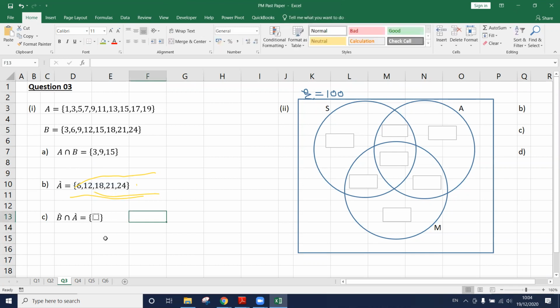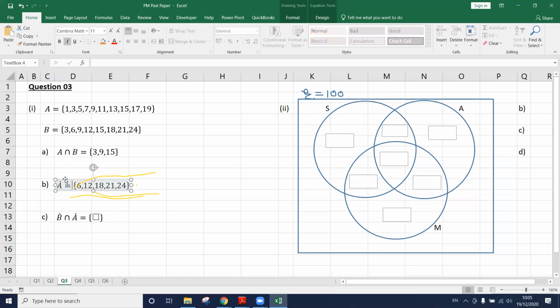Okay, and then part C. We need to find B dash intersection A dash, right? B dash intersection A dash. A dash we have already found, this is A dash.